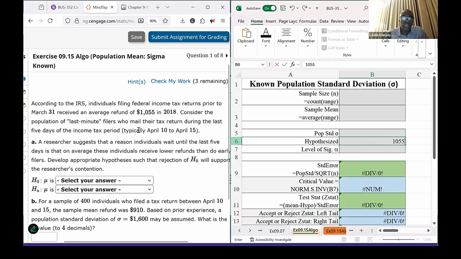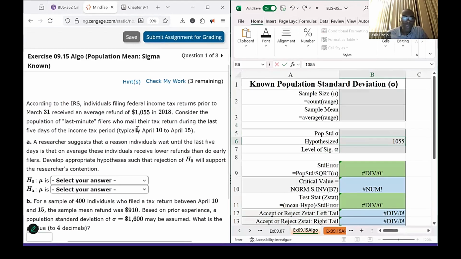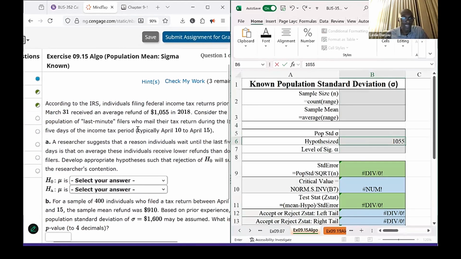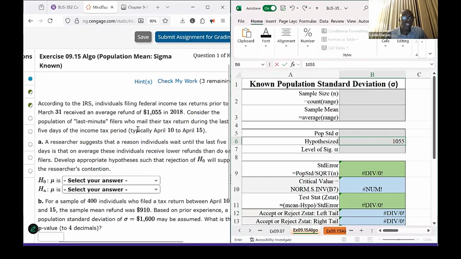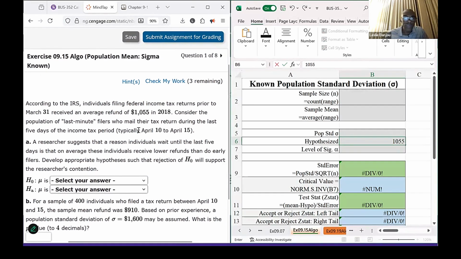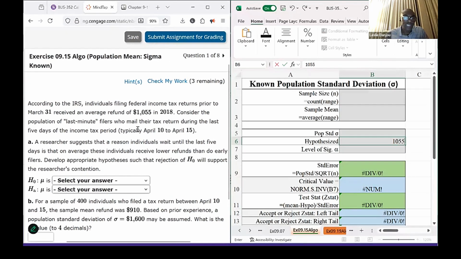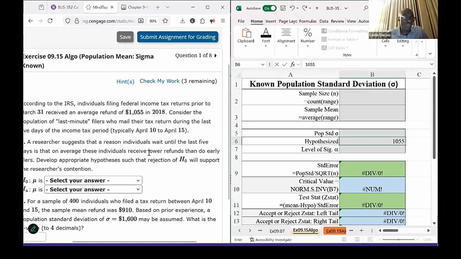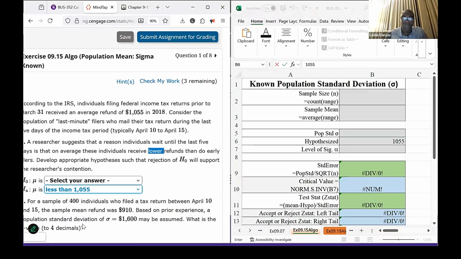Then it goes on to say, consider the population of last minute filers who mail their tax returns during the last 5 days of the income tax period. Our researcher, this is the claim, suggests that the reason individuals wait until the last 5 days is that on average, these individuals receive a lower refund. The claim is lower. So in your mind's eye, the alternative should be less than. So I'm going to put less than in my alternative.